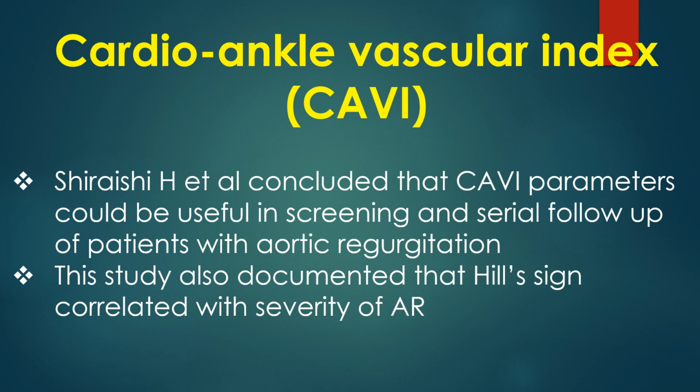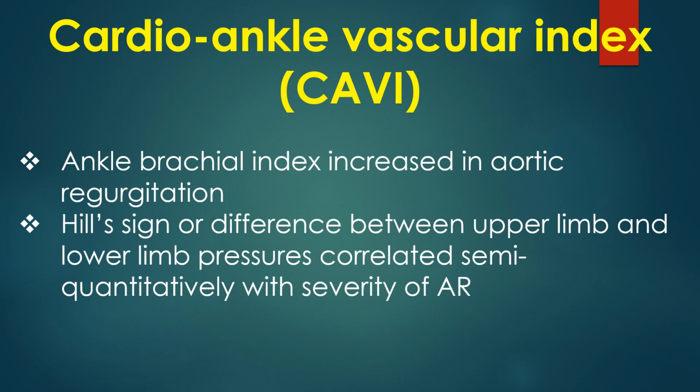This study also documented that Hill's sign correlated with severity of AR. Ankle brachial index increased in aortic regurgitation. Hill's sign, or difference between upper limb and lower limb pressures, correlated semi-quantitatively with severity of AR.